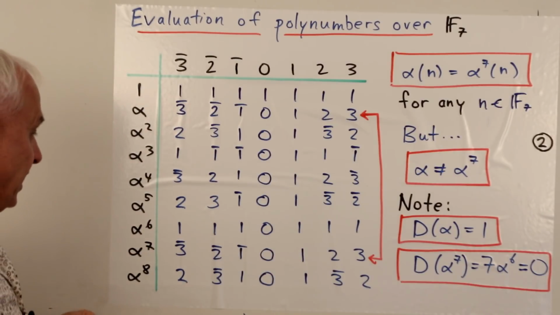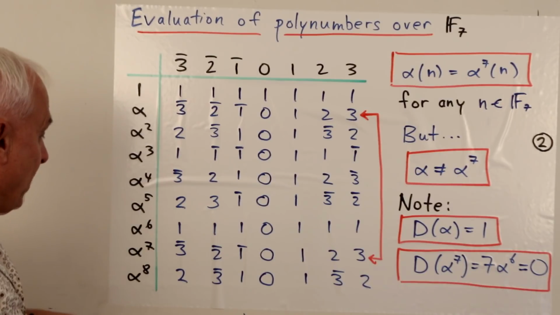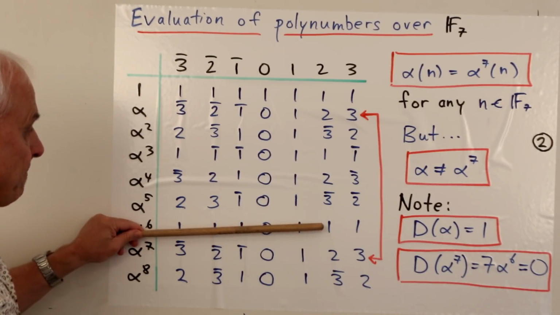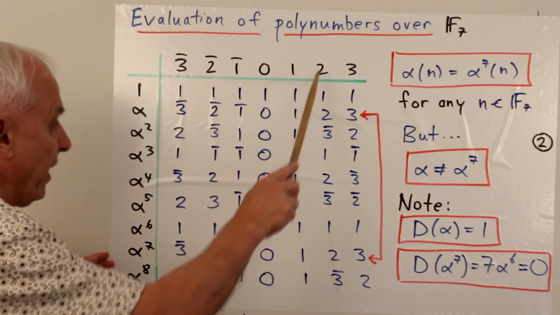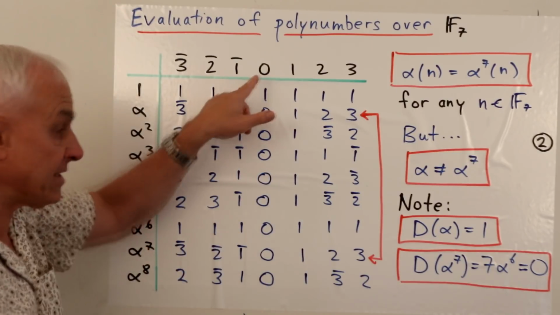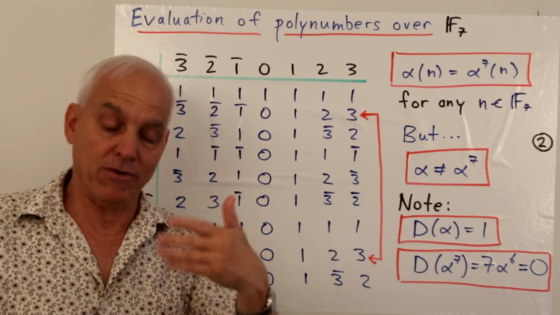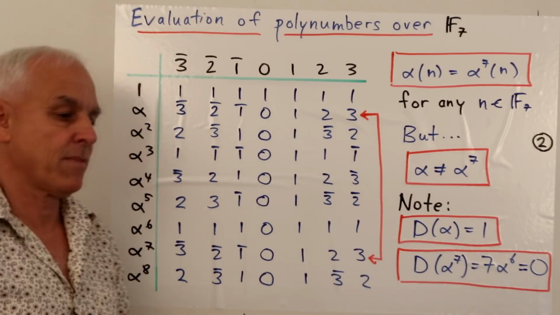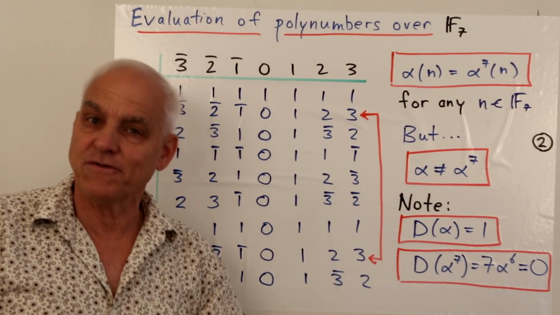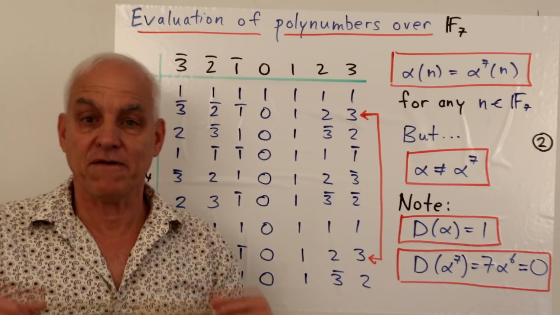And what you see notably is that when you get to alpha to the 6, it becomes quite simple. So the 6th power of anything is 1, unless you're starting with 0. The 6th power of 0 is, of course, 0. But the 6th power of anything else is equal to 1. And this is a very special case of the famous theorem of Pierre Fermat.